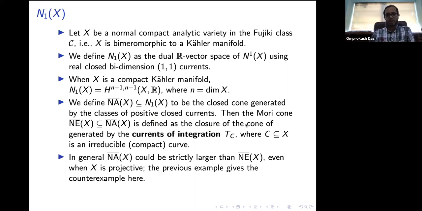So again, it could be possible that even when X is projective, NA(X) is strictly larger than the actual Mori cone, even when X is projective. And the previous example I gave is going to provide this counterexample. The same counterexample will work.